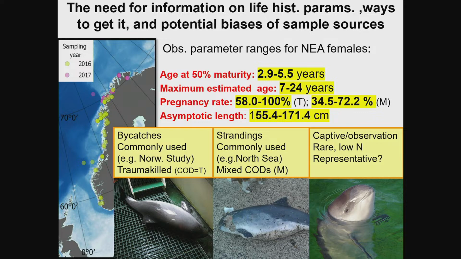And one of the reasons why this is important, if you look into the literature, there is actually quite a lot of variability. Age at 50% maturity varies from 2.9 to 5.5 years in the literature, and maximum estimated age of females, I'm talking only about females, the paper deals also with males, but I'm focused on the females. So a maximum estimated age between 7 and 24 years, that's a big difference.